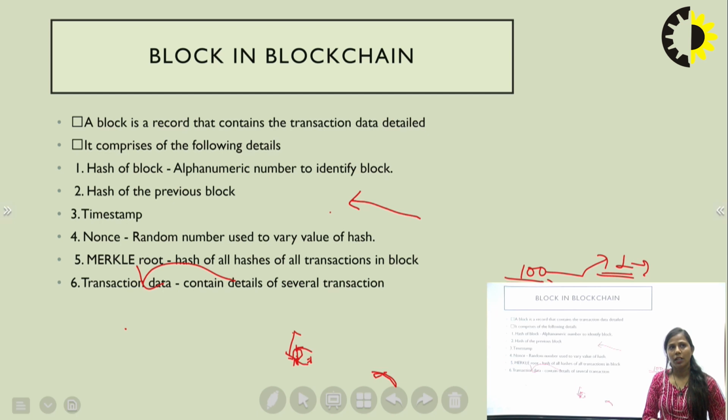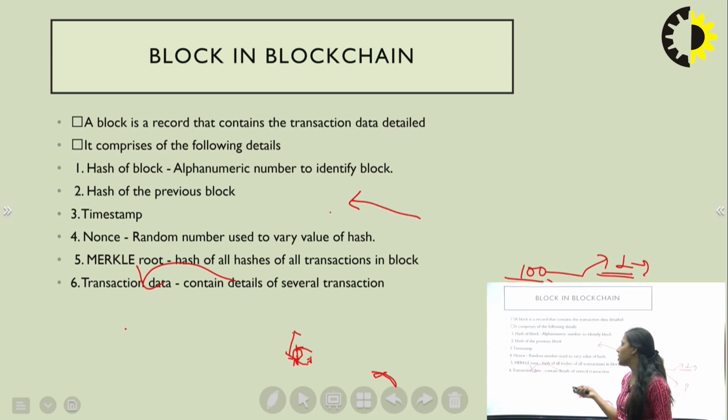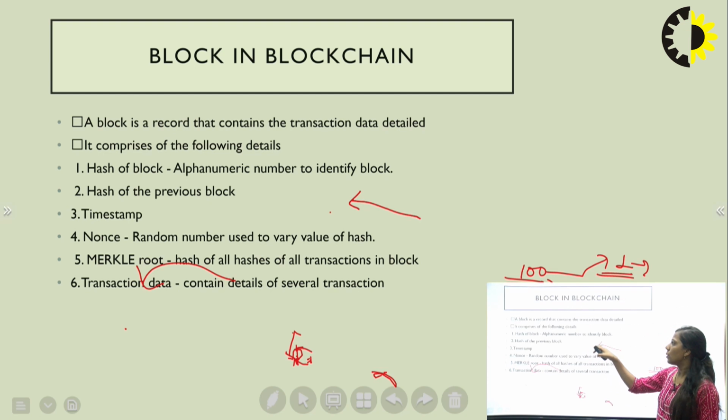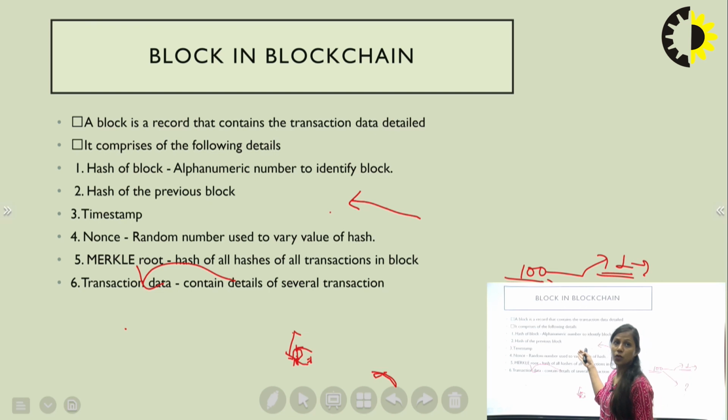A block in a blockchain can have particular details like these. We have already discussed the hash of a block, which is a combination of alphanumerical characters, meaning we can have alphabets and numerals. It is a unique value generated using a particular hashing algorithm, an alphanumerical number to identify the block. For unique identity, we use the hash of a block. Then we have the hash of the previous block.